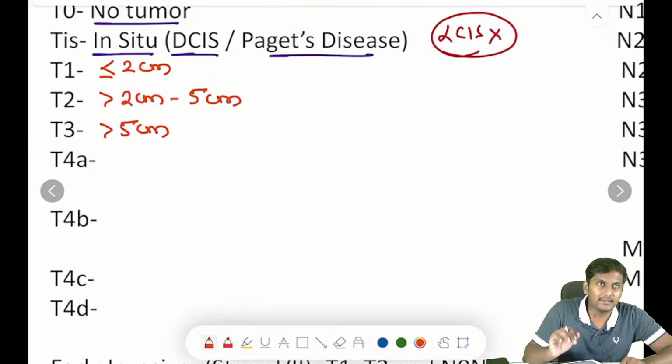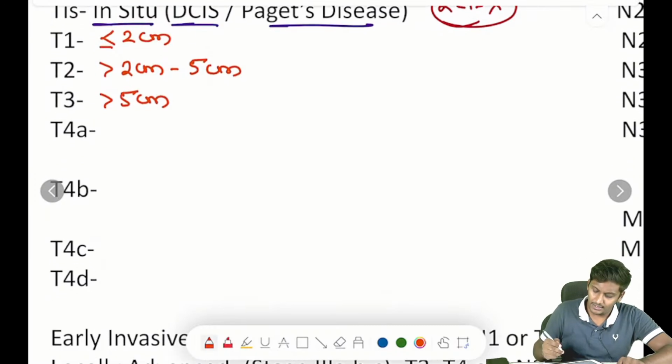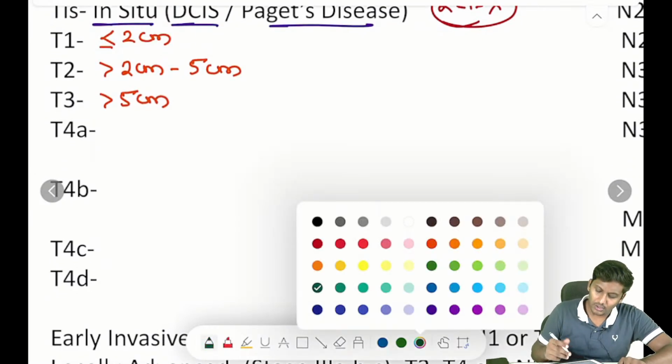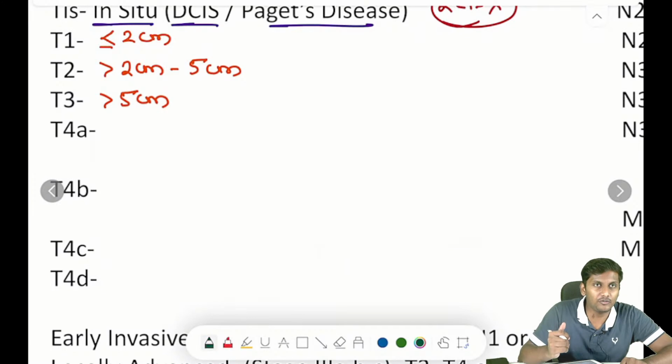This was about the size. ठीक है, so T1 less than equal to 2 centimeter, T2 2 to 5 you can say, T3 more than 5 centimeter. No issues with this anybody? It's easy. Yes. Now if I talk about the T4, T4 is T4A, T4B, T4C and T4D.